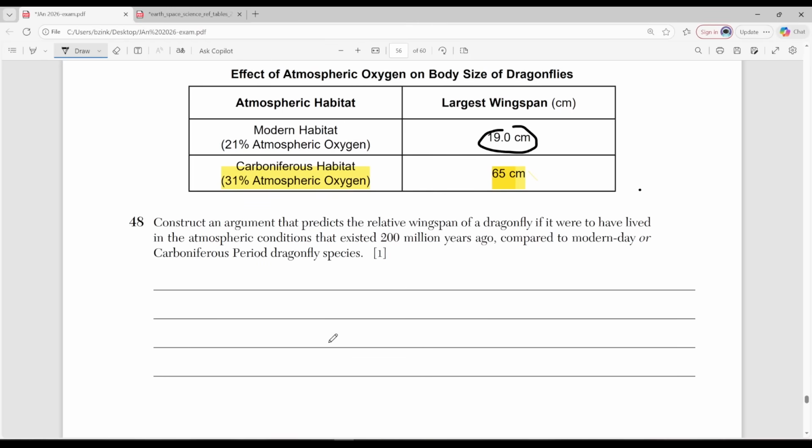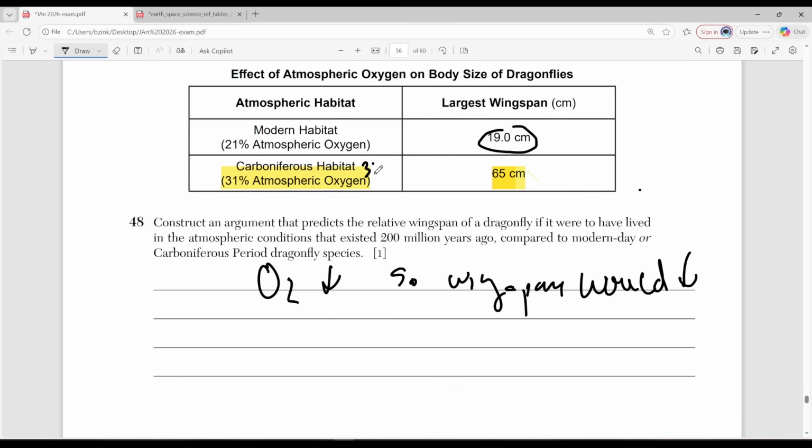So we're going to say O2 levels went down, so wingspan would go down. So we're going from Carboniferous, which was 310 million years ago, to now it's less, and they want to know what at 200. So it's going to be less, so the wingspan will go down. So that's pretty easy, honestly.